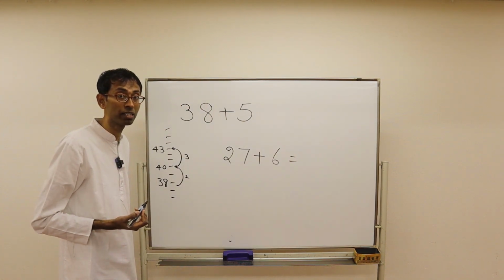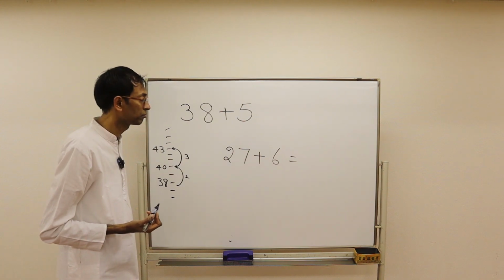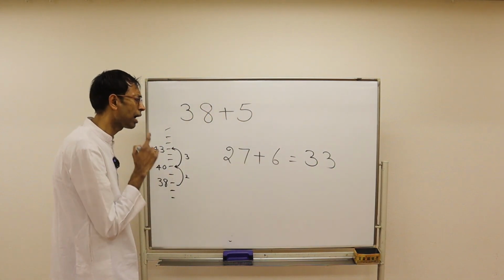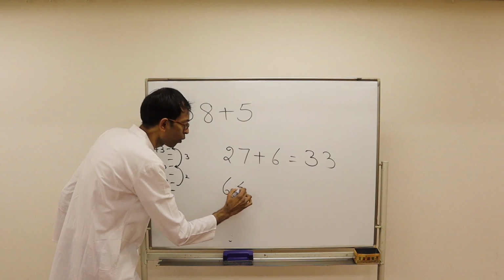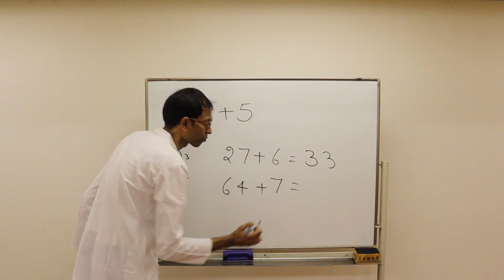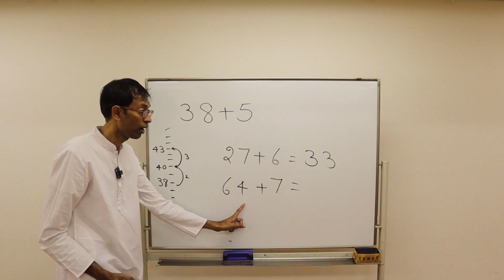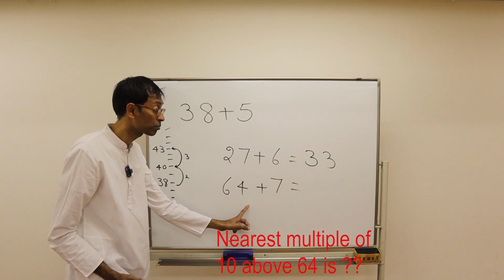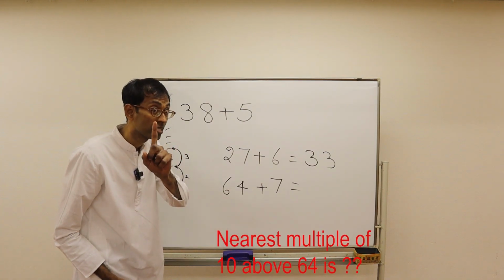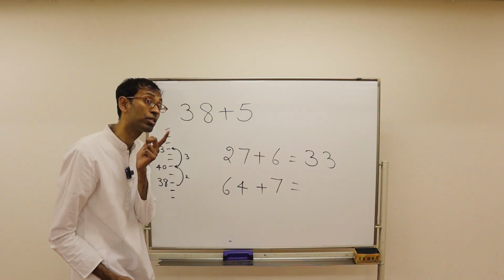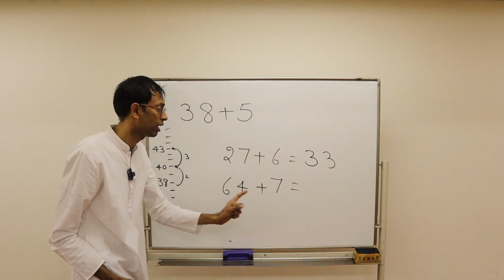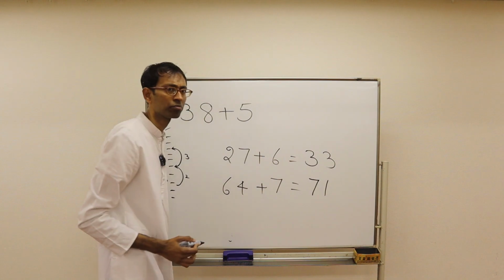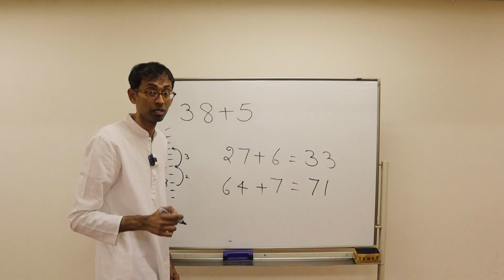Okay, now you try 27 plus 6. Can you tell the answer right away? It's a 33. Okay, how about 64 plus 7? From 64, you have to jump to, what is the next multiple of 10? What is the nearest multiple of 10 for 64? 70. Okay, how many steps you need to jump? 6 steps. And then we need to add one more. So the answer is 71.